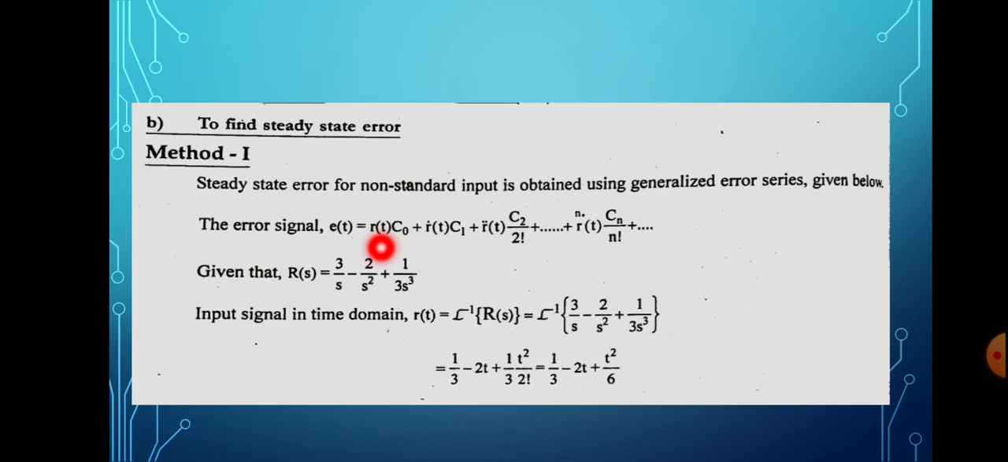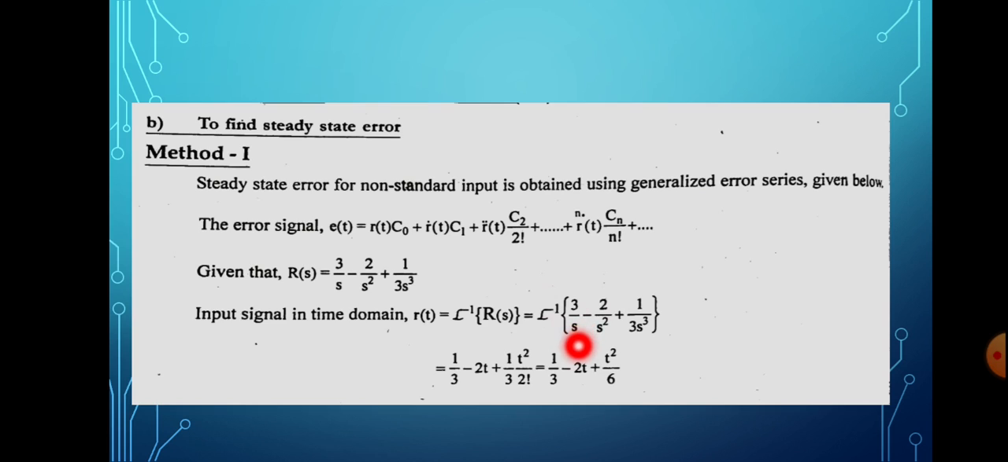Here you are given R of s, that is the input signal. The Laplace transform of the input signal is given. So first, in order to find r of t, you should find the inverse Laplace transform of this R of s. So the inverse Laplace transform will have a form like this. You should know how to find the inverse Laplace transform.